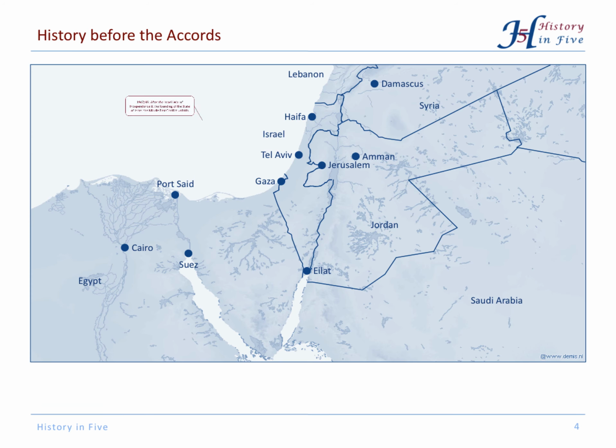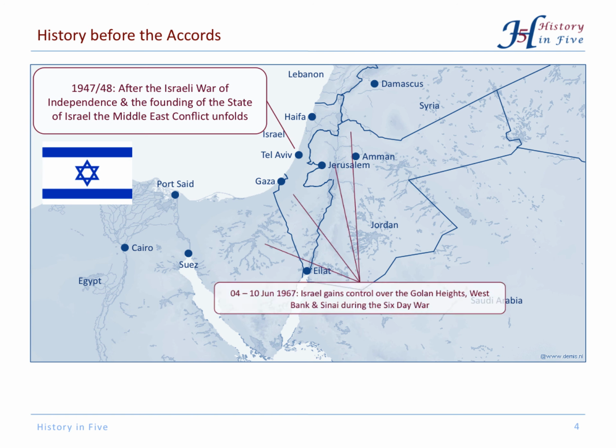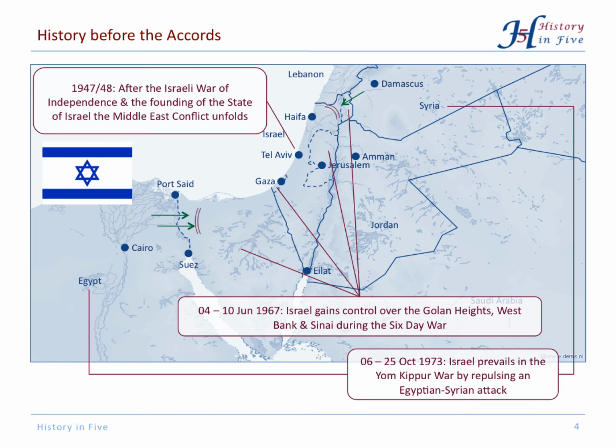But a bit more now. In 1948, the State of Israel was born, and she could defend herself against the attack of all of her neighbors. In the Six-Day War, 1967, Israel gained control over the Golan Heights, the West Bank and the Sinai. Syria and Egypt tried to win their territories back and actually tried to crush Israel in the Yom Kippur War in 1973, but the IDF could repulse this Egyptian-Syrian attack.